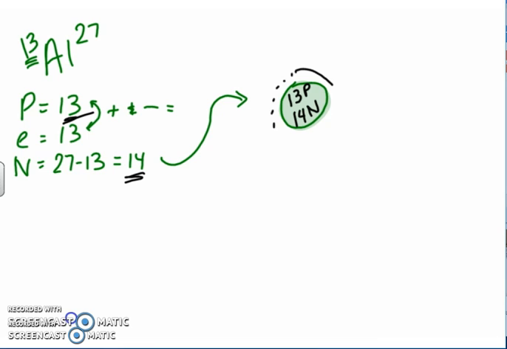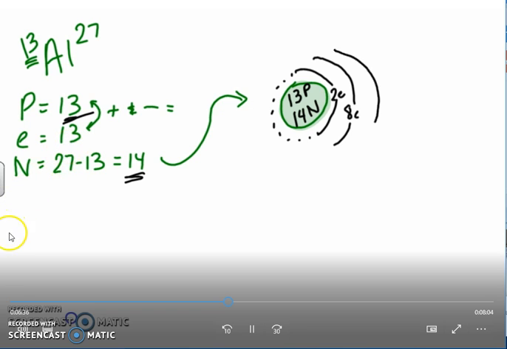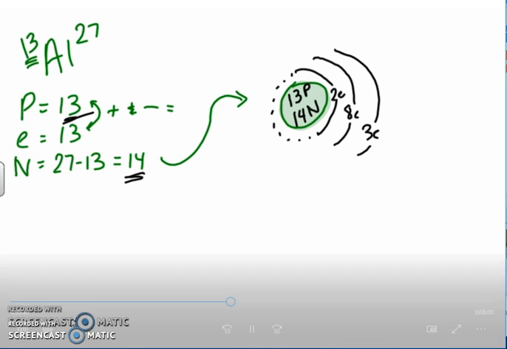Now, I'm not going to write out the whole circle. Anyways, the first one can only hold a maximum of 2 electrons, and I'll show you with your periodic table how we get these numbers here. The second energy level can only hold a maximum of 8. And after 10 electrons, since we've got 13 electrons, we just keep on going till we fill it up to 13 electrons.